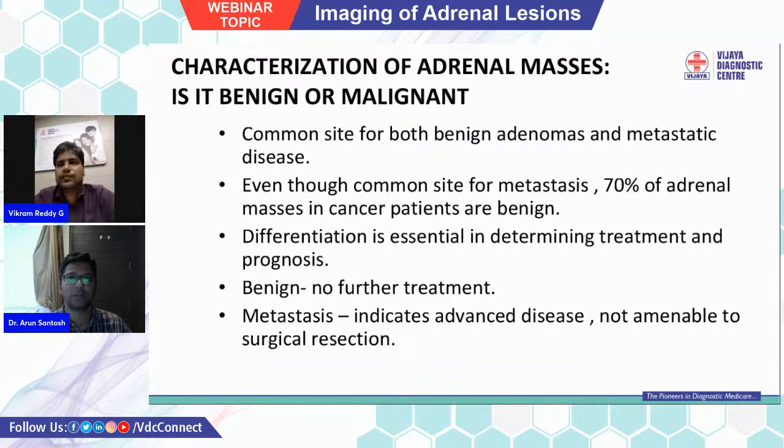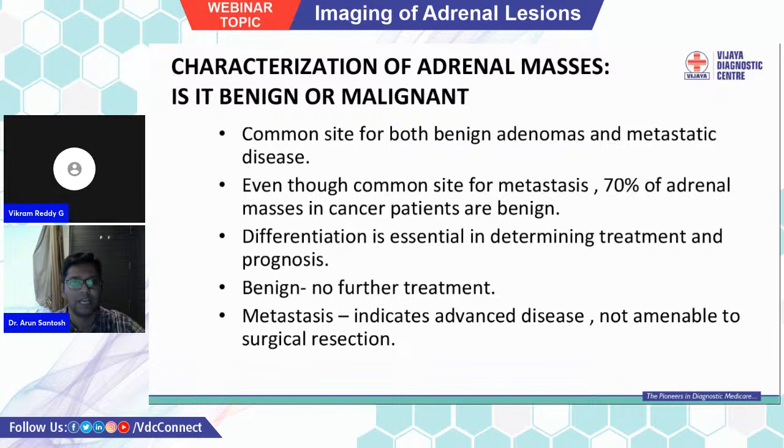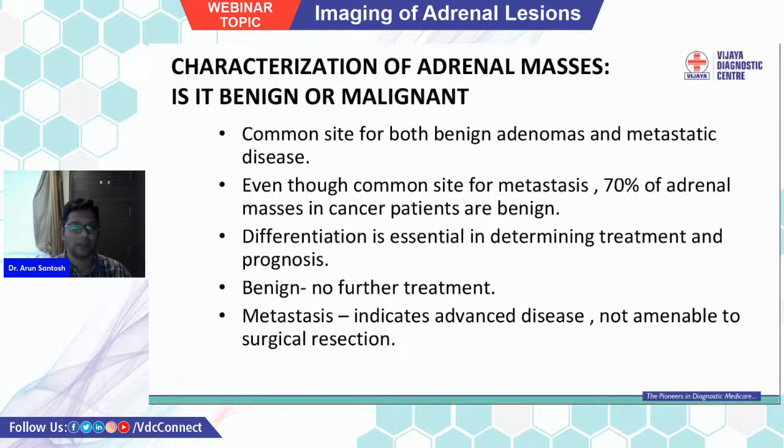The adrenal is a common site for both benign adenomas and metastatic disease. Even though it is a common site for metastasis, 70% of adrenal masses in cancer patients are also benign tumors. So differentiation is essential in determining treatment and prognosis. When it is benign, no further treatment is required. Metastatic lesions indicate advanced disease and hence are not amenable to surgical resection.